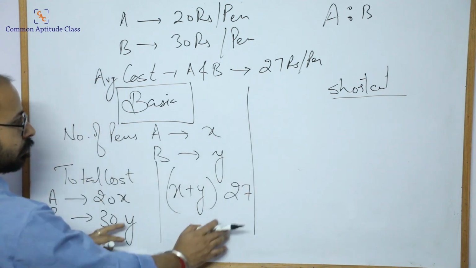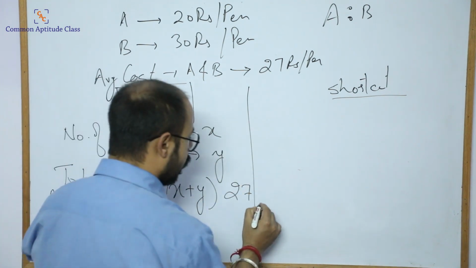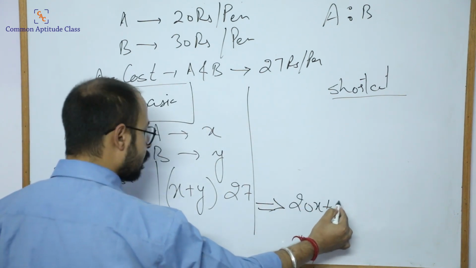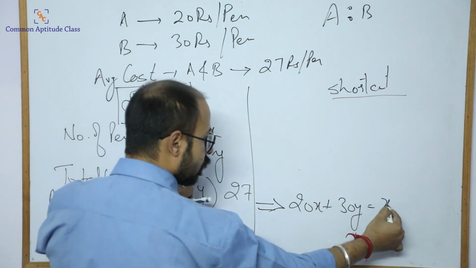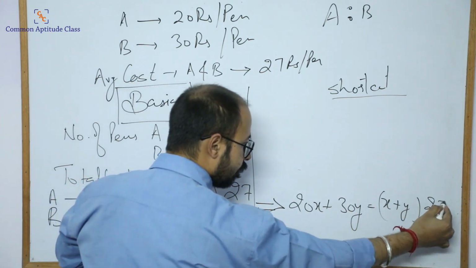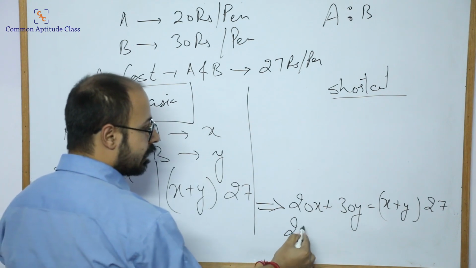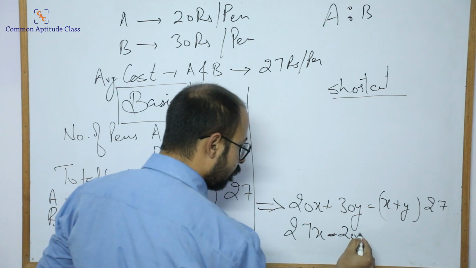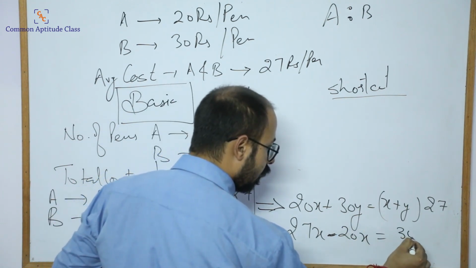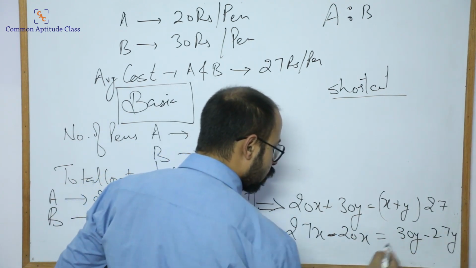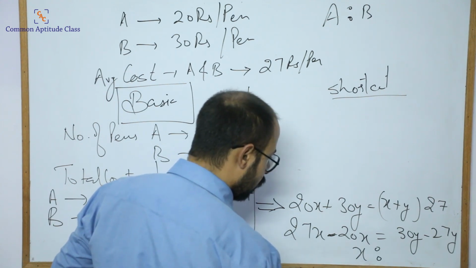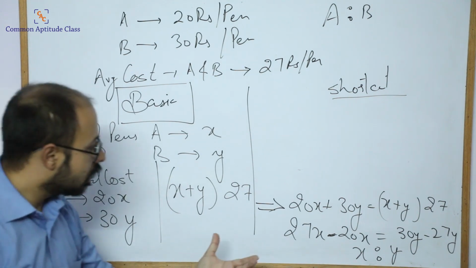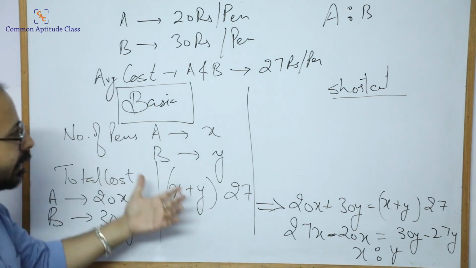Now these are equal, so I write the equation. Total cost 20X plus 30Y is equal to (X plus Y) into 27. So I can write 27X minus 20X on one side, and 30Y minus 27Y on the other. Now I am able to find X ratio Y. This is the basic way to do it.